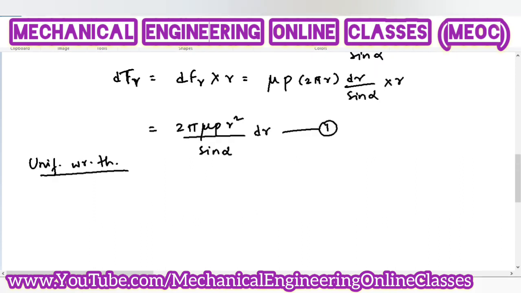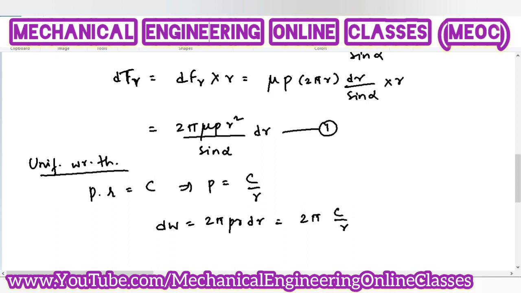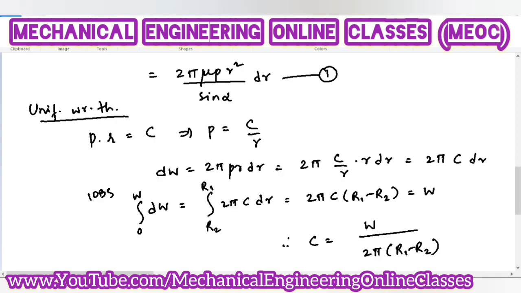Now assuming the second condition, which is uniform wear theory, according to which pressure into R is constant. So P is equal to capital C by R. So dW will be equal to 2 pi P R dr, which is 2 pi into C by R into R dr. So it is 2 pi capital C dr. Integrating this on both sides, we get W is equal to integral of 2 pi C dr from R2 to R1. So we get 2 pi C into R1 minus R2 is equal to W. So from this C can be found out as W by 2 pi into R1 minus R2.